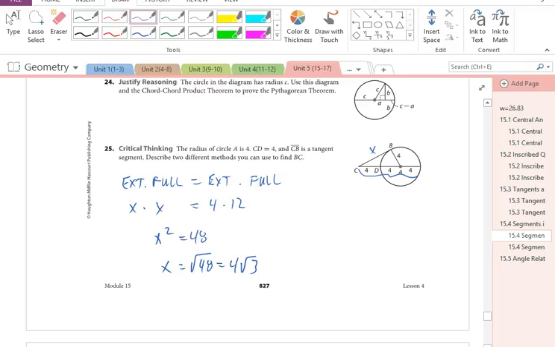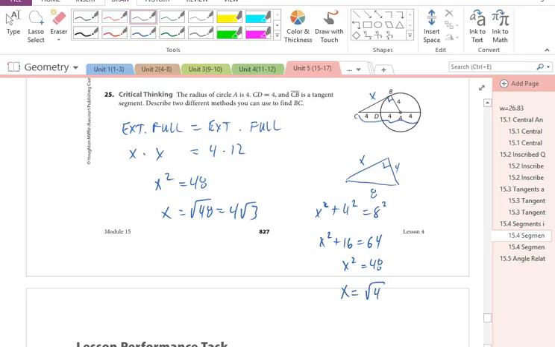Okay, so there's one method. The other method is to recognize that when you draw a radius to a point of tangency, you get a right angle, which gives us a right triangle. And so this right triangle has 4 and 8 for the hypotenuse. So if we want to find x, we just do x squared plus 4 squared equals 8 squared. And so x squared plus 16 equals 64. X squared equals 48, and then x equals the square root of 48, which again is 4 root 3.